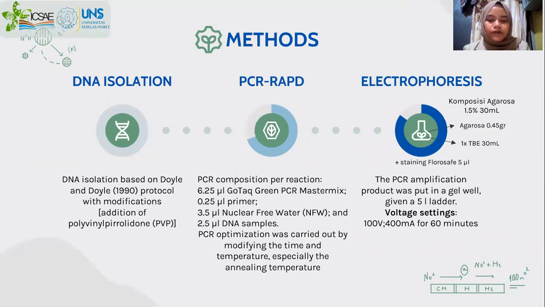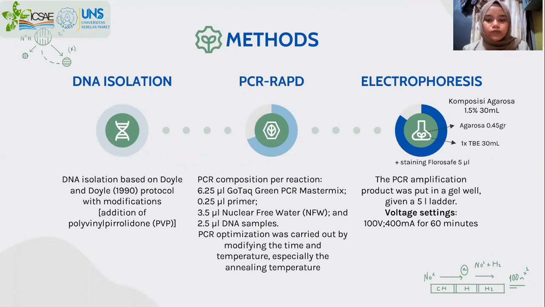Materials were prepared for analysis of molecular characters following the DNA isolation protocol Doyle and Doyle 1990, with modification by the addition of polyvinyl pyrrolidone or PVP. The result of DNA isolation were carried out by PCR RAPD reaction with PCR composition per reaction using 12.5 microliter consisting of Kapa Green PCR master mix, primer, NFW, and DNA sample.